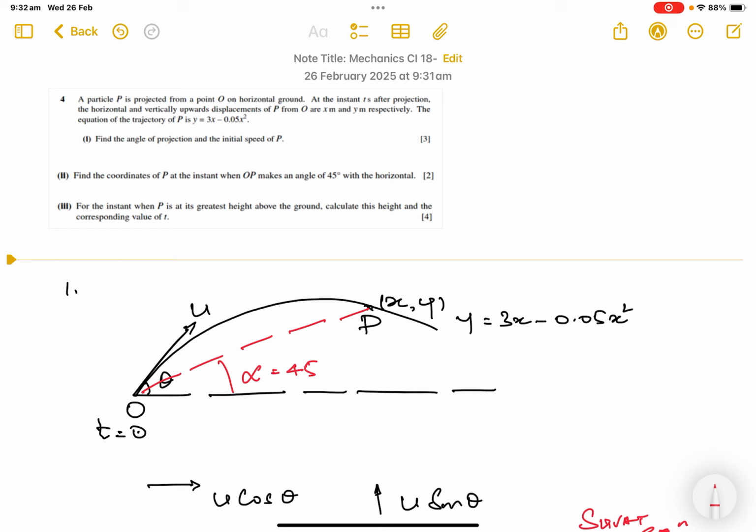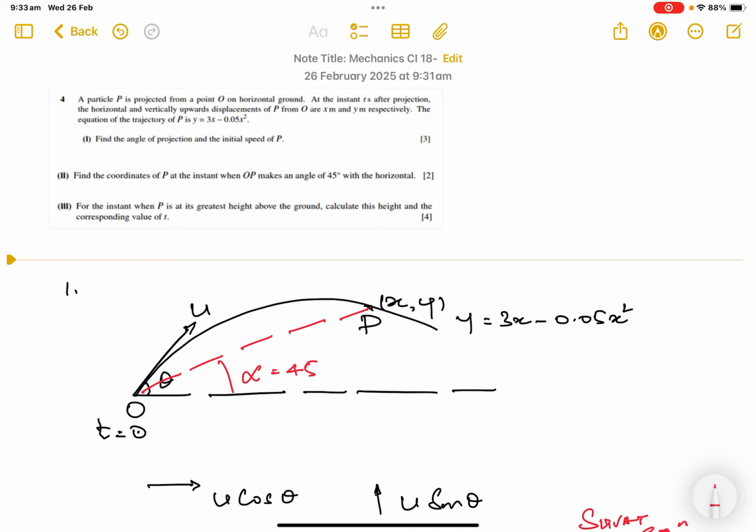A particle P is projected from a point O on horizontal ground. At the instant t seconds after projection, the horizontal and vertical upwards displacements of P from O are x and y meters respectively. The equation of the trajectory of P is y equals 3x minus 0.05x squared. Find the angle of projection and the initial speed of P.